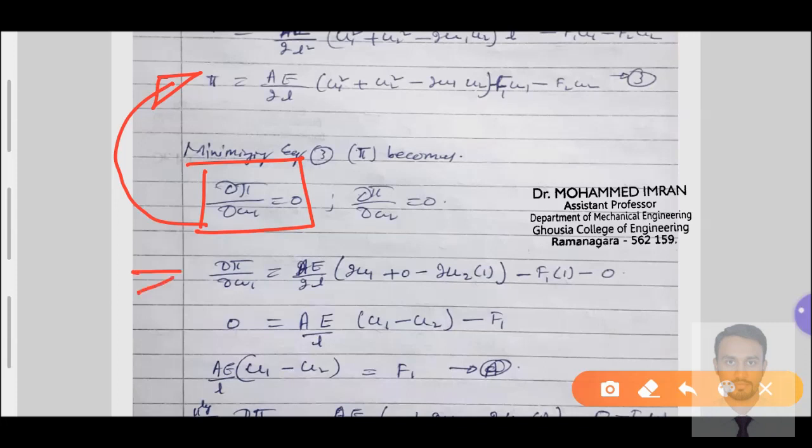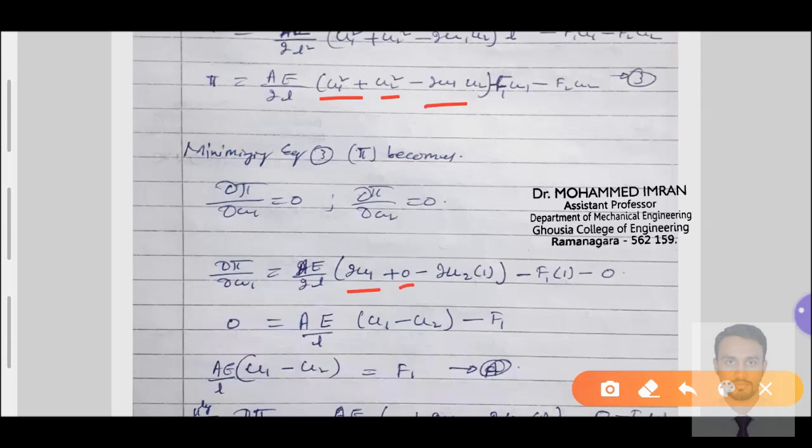Then differentiating equation number 3, dou pi by dou u1 is equal to AE by 2L, which remains the same. Differentiation of x square is 2x, so differentiation of u1 square with respect to u1 is 2u1. Differentiation of u2 square with respect to u1 is equal to 0. Differentiation of minus 2u1u2 is minus 2u2 into 1. Differentiation of minus f1u1 is minus f1 into 1. Differentiation of minus f2u2 is 0.